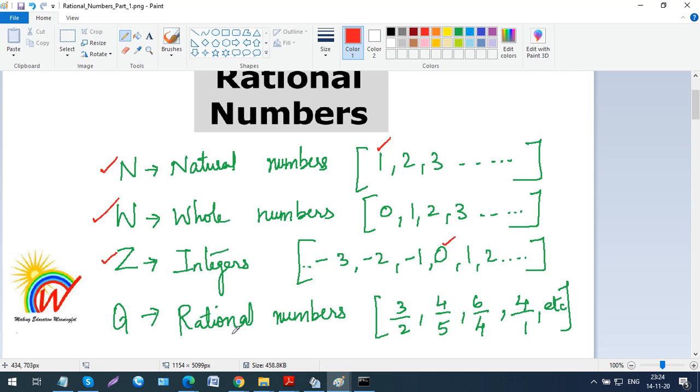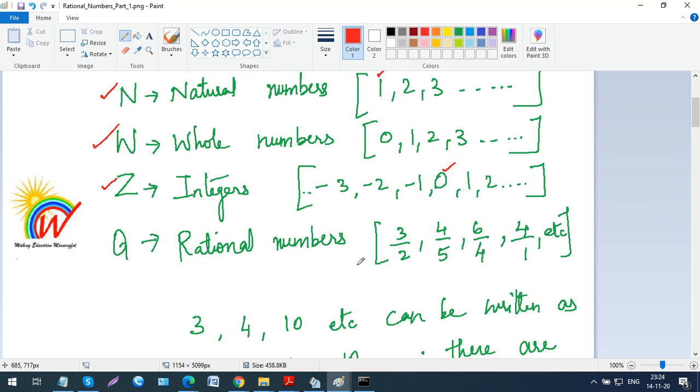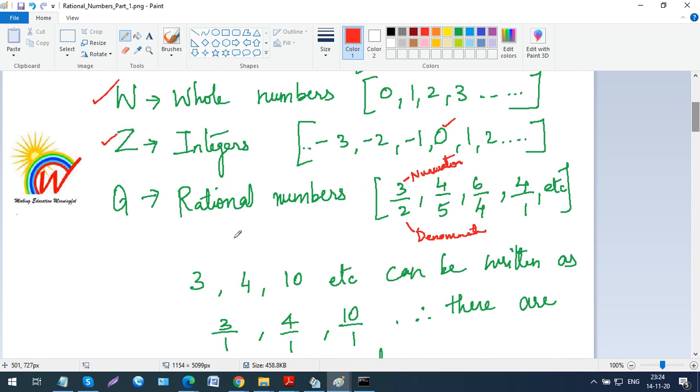And then you have rational numbers. These are numbers like 3 by 2, 4 by 5, 6 by 4. You have a numerator, and the one at the bottom is called the denominator. When you can write a number in the form numerator divided by denominator, it is called a rational number. All rational numbers are not integers. If I ask you whether 3 by 2 is an integer, it's not. But 4 by 1 is also a rational number, because 4 has a denominator of 1.